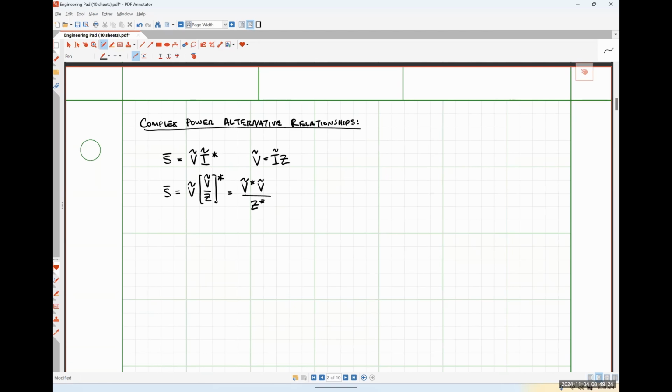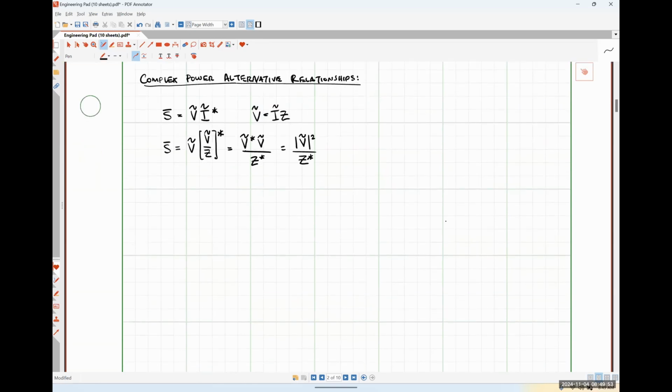So great job. So that is literally just the magnitude of our RMS phasor voltage squared divided by the conjugate of the impedance. So we don't even need to know the phase angle of the voltage. We just need to know its magnitude and the impedance itself, and that's good enough to calculate complex power. So less information required than you would expect.